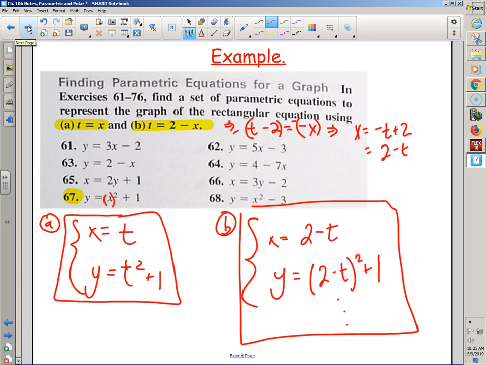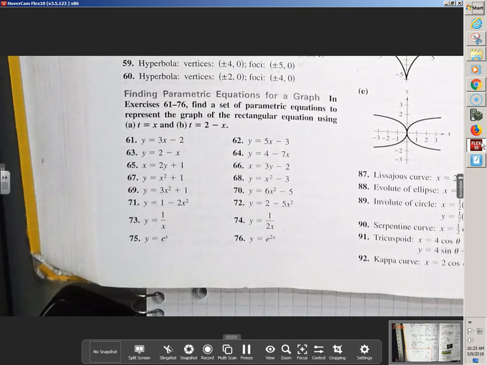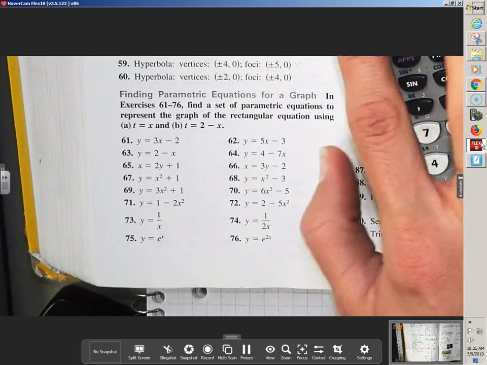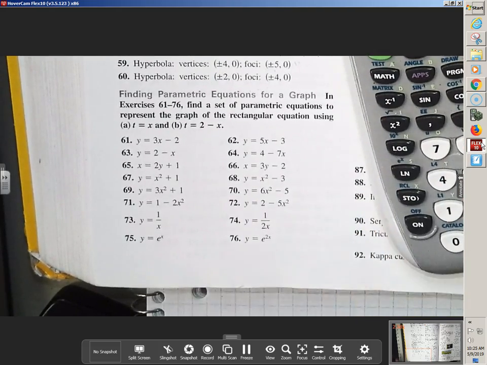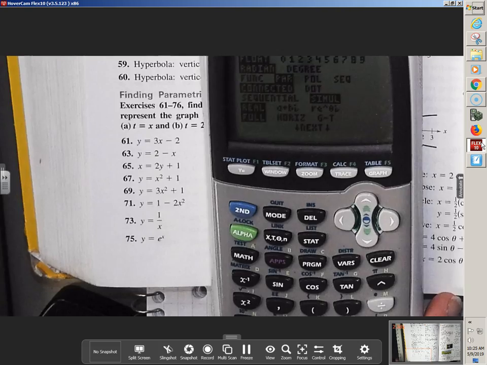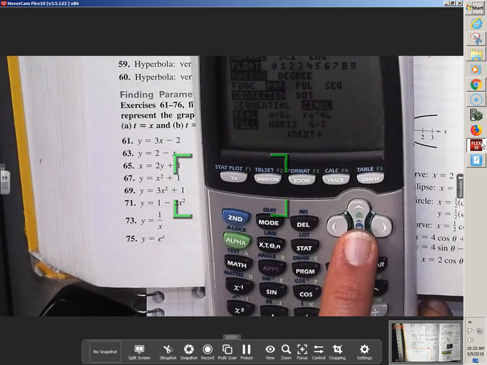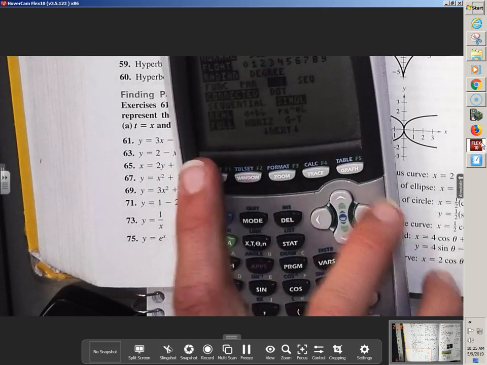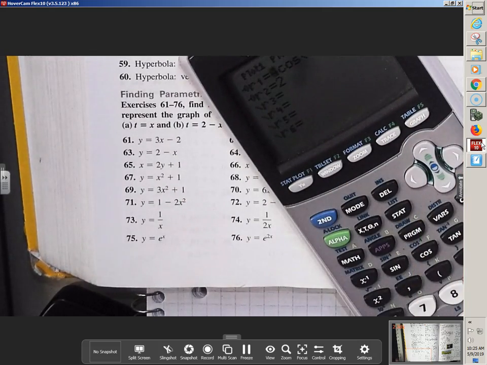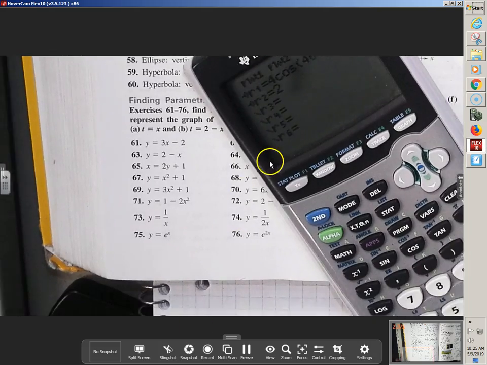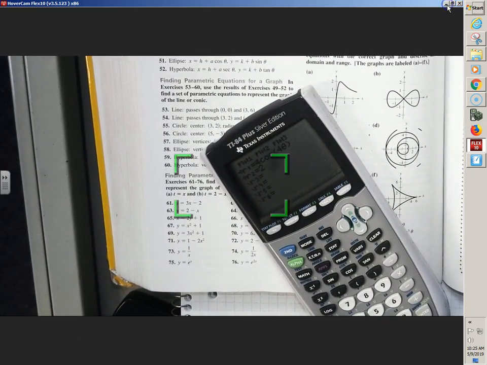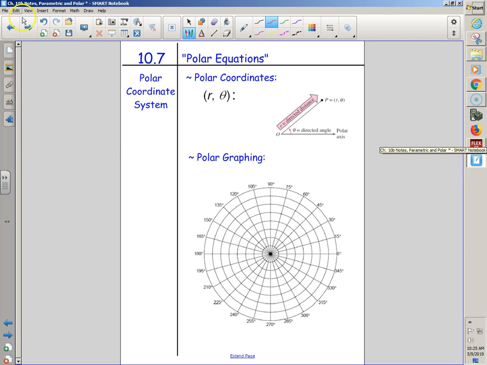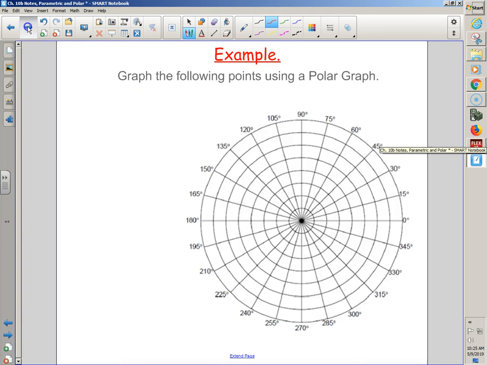It is time to change your calculators. Get out of the conic section mode, go down to function, and say it's time for polar. I want you guys to change to polar and then go to your y equals and notice that it's different. It's R's and thetas. It's just R's.